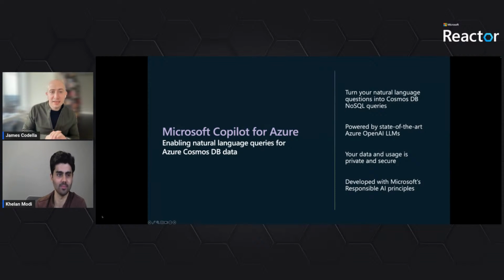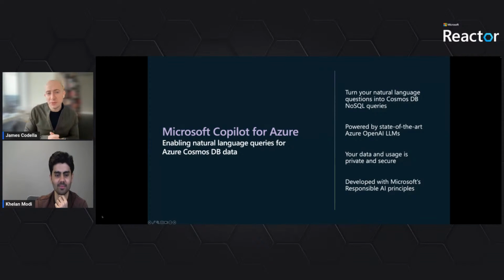Your data and usage is private and secure. None of your usage data or none of your data stored in Cosmos DB is used to train any AI model. It's kept private. There's no information shared with OpenAI. Everything stays secure within Microsoft's own ecosystem.